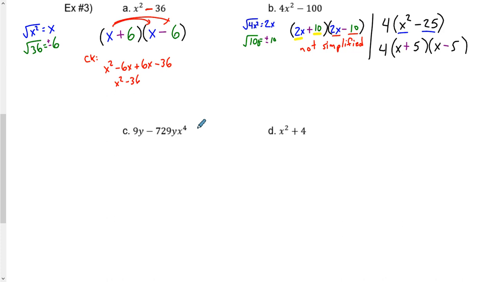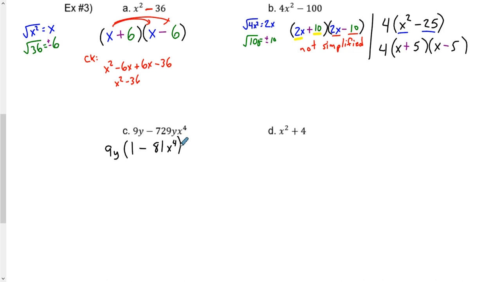Well, these ones are definitely not perfect squares. At the same time, I can factor a 9y out of both of these. Why do I know that? Because 7 plus 2 plus 9 is 18, which means it is divisible by 9. So when I factor out a 9, and there's a y here, I'd be left with 1 subtracting, and 729 divided by 9 works out to be 81x to the power 4.